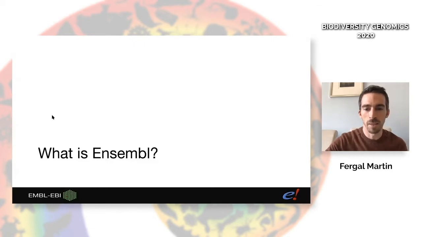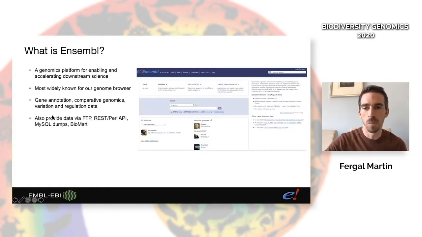So what is Ensembl? Well, Ensembl is a platform for genomics that enables and accelerates downstream science. We're most widely known for our genome browser, and you can see a screenshot of it here on the right-hand side, where we provide gene annotation, comparative genomics, variation, and regulation data. But there's also a bunch of other ways to interact with Ensembl, like our FTP site, our REST and Perl APIs, our MySQL dumps, and our BioMart data export tool.